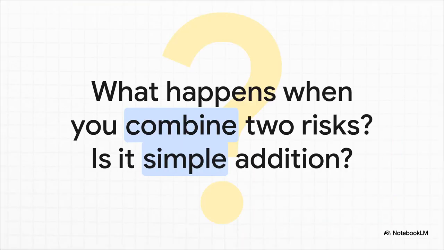So, look, we all get that some things are risky for our health. That's pretty straightforward. But what happens when you start mixing those risks? If one thing is bad and another thing is bad, is the combination just double bad? Or is something else, something more complicated going on? That's the puzzle we're digging into.